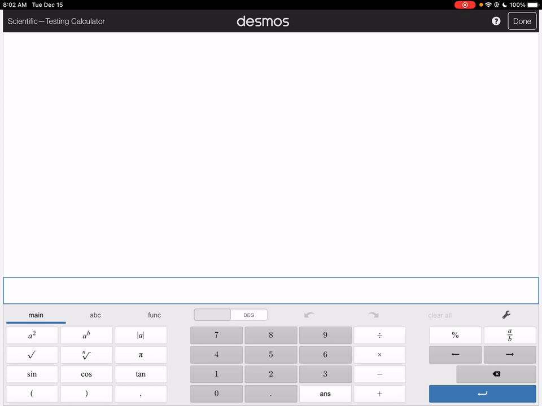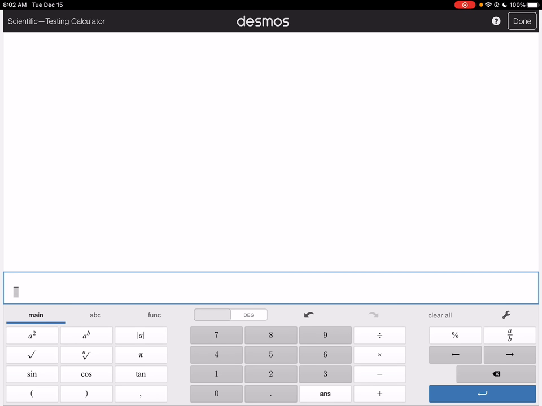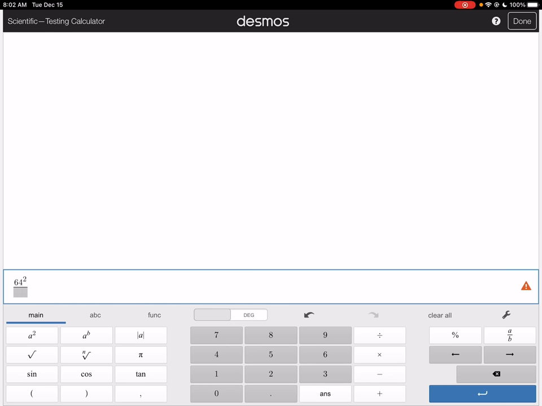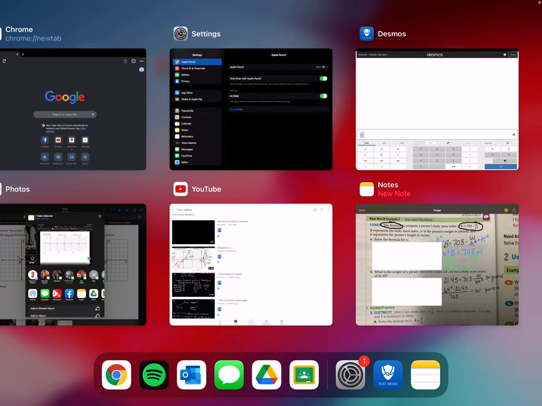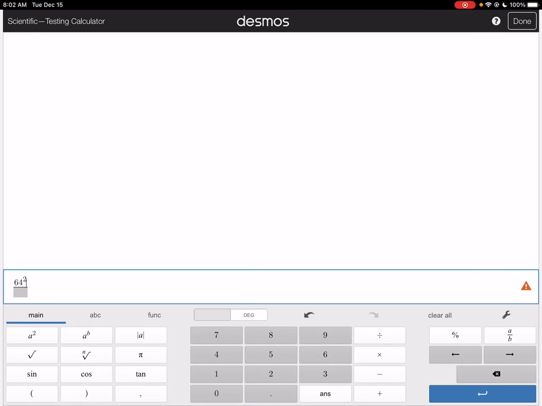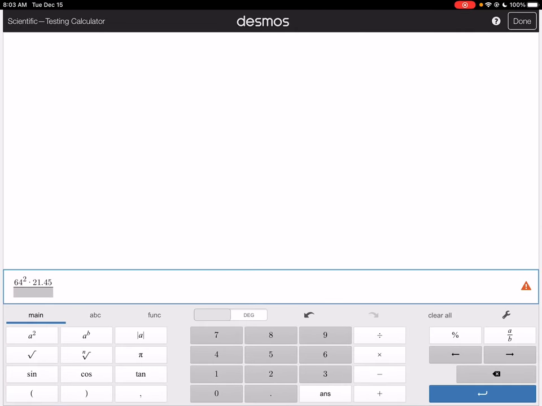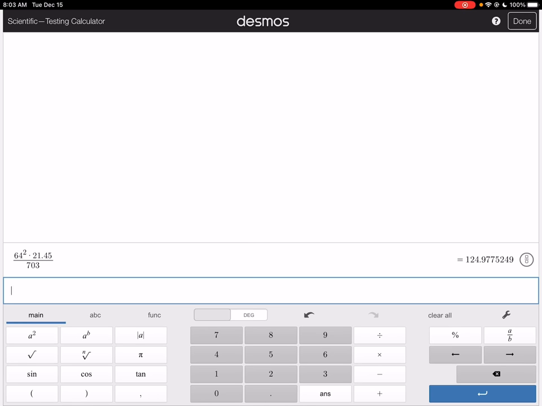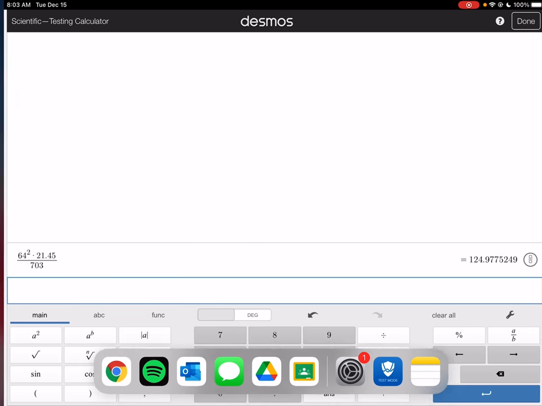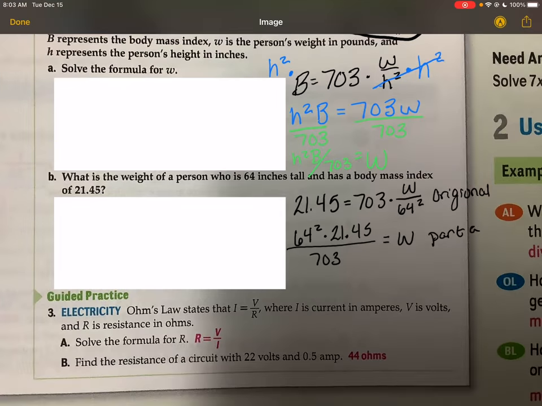I use the calculator I'm going to give you access to here. So we had a fraction, 64 squared, times 21.45, and then all of that divided by 703. Okay, enter, and that gives us our approximate answer. If you don't want it like that, you can click this little fraction button here and it'll change it back and forth for you.